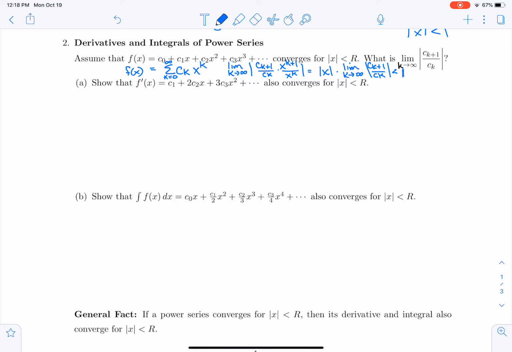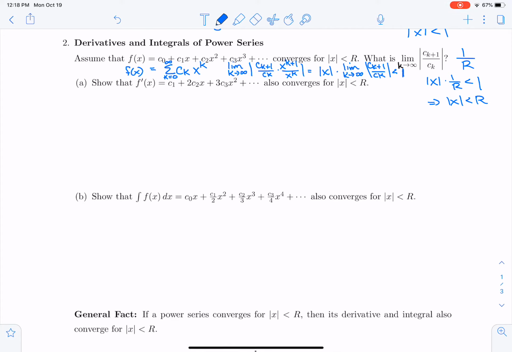So if that's the case, what must that limit be? That limit must be 1 over r, so that I get the absolute value of x times 1 over r is less than 1, or the fact that |x| is less than r. So when I have a power series with a radius of convergence r, then the limit of the ratio of the terms c sub k plus 1 over c sub k must be 1 over r.